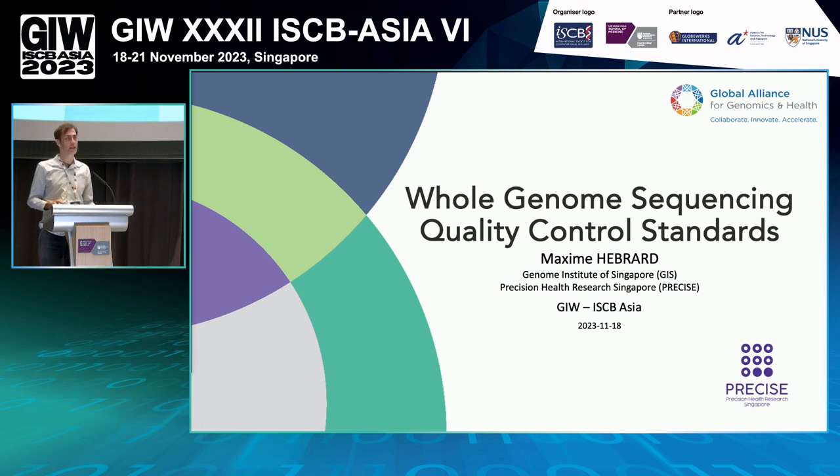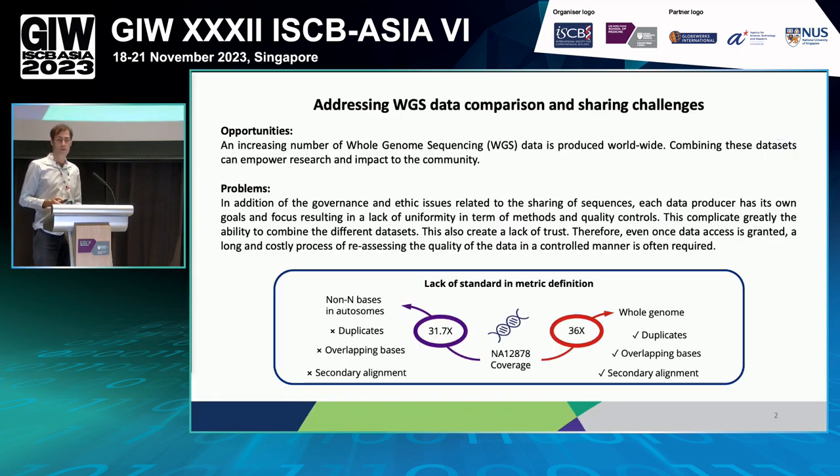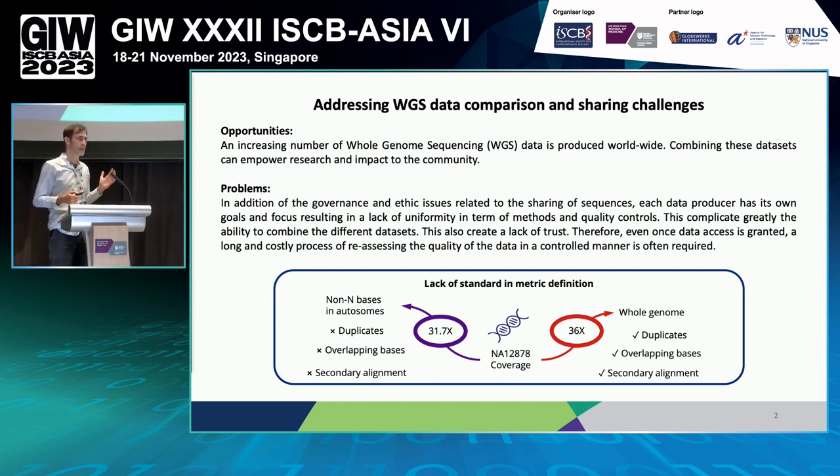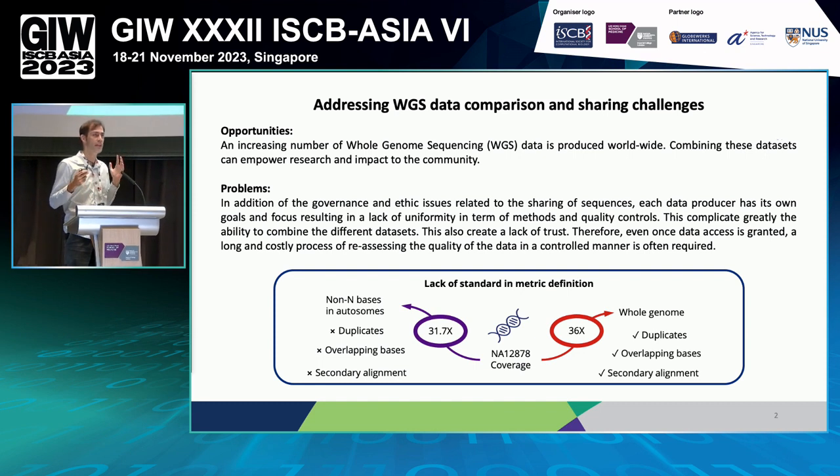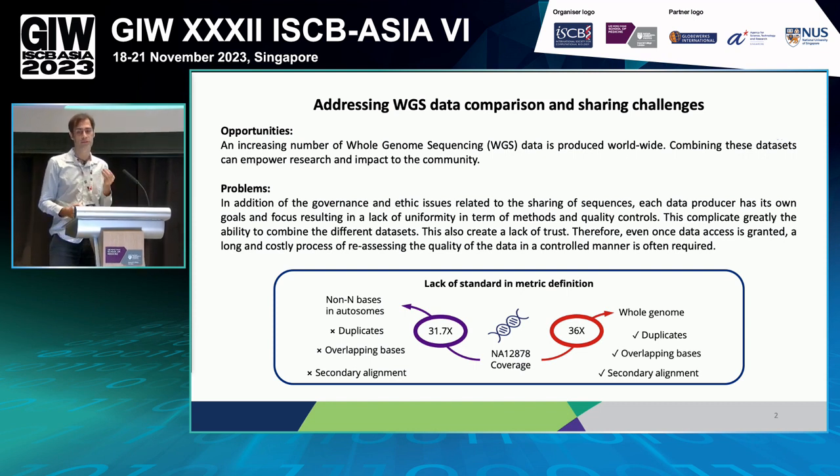Working here today, we'll talk to you about the whole genome sequencing quality control standard. This effort started with a very simple observation that I think we can all agree on: there is an increasing number of whole genome sequencing data sets produced worldwide, and it would be extremely valuable if we were able to combine them. We would empower research and create a real impact on the community if we could cross-analyze those different data sets.